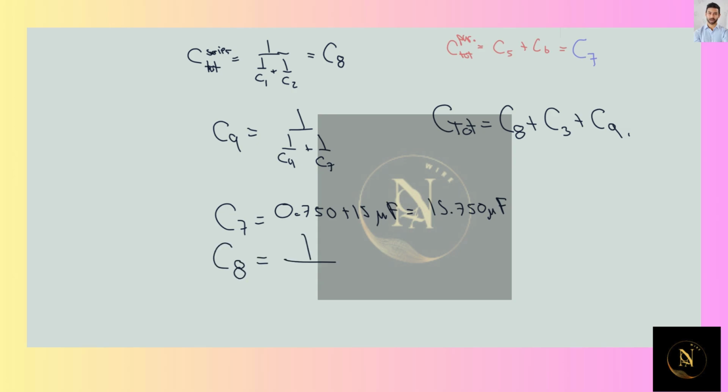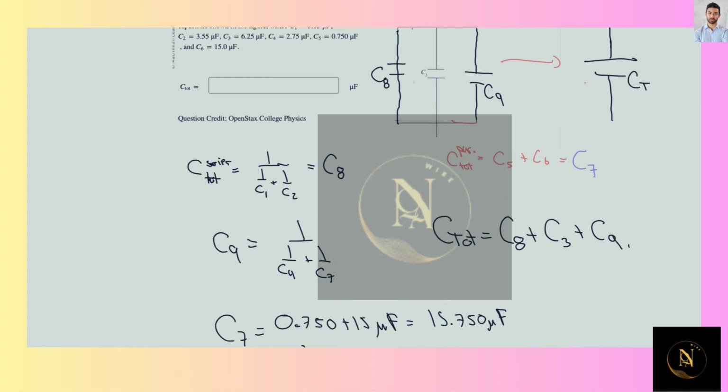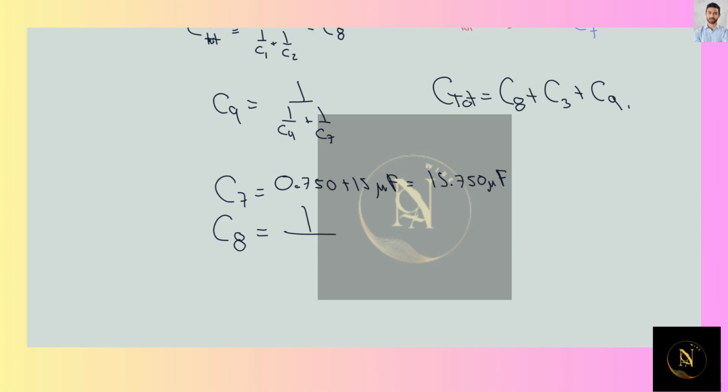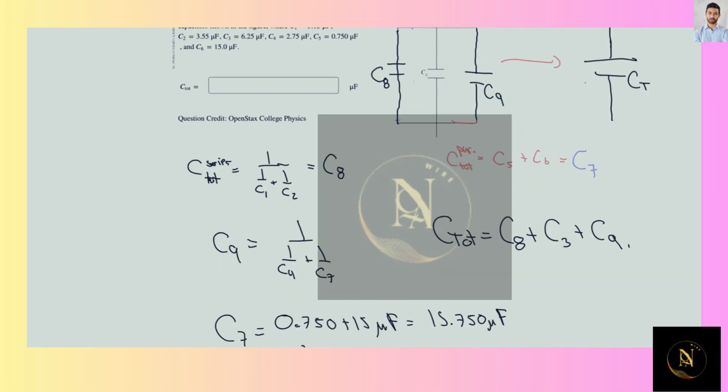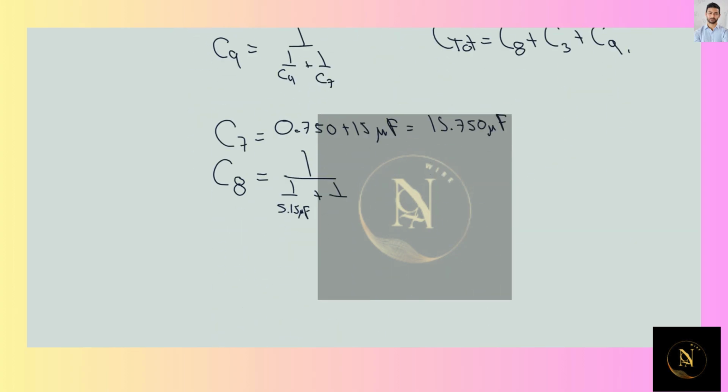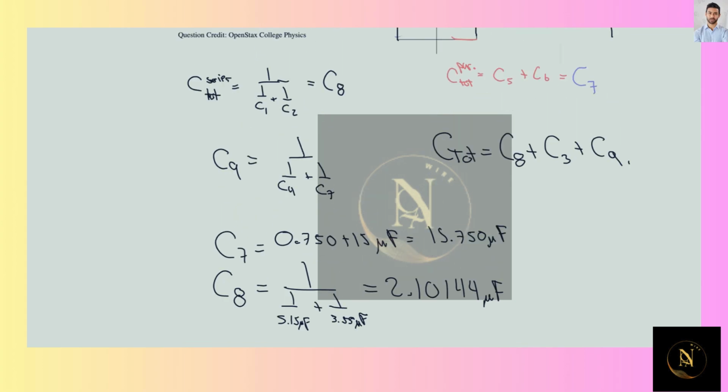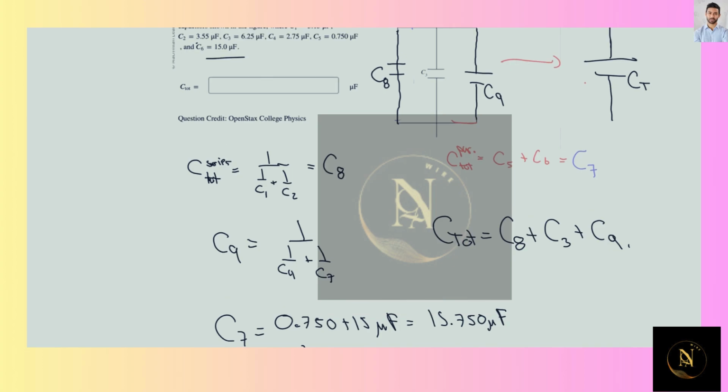Now C8. C8 is equal to 1 over capacitance 1, which is 5.15 microfarads, plus 1 over capacitance 2, which was 3.55. This gives us 2.10144 microfarads. Here I'm taking as many significant digits as possible because at the end we're going to cut it up to 3 significant digits because all of the quantities here have only 3.